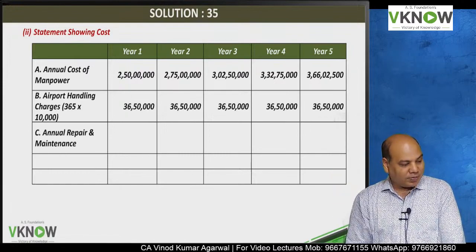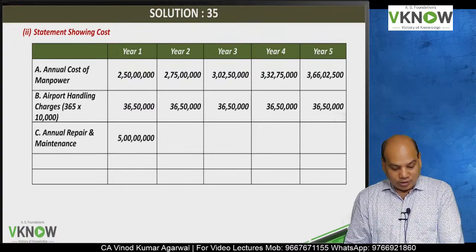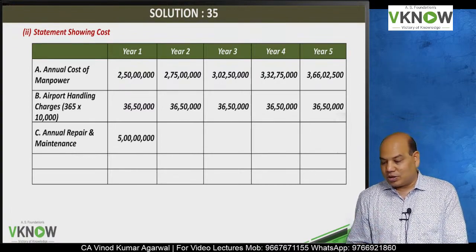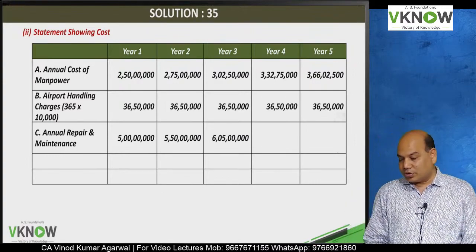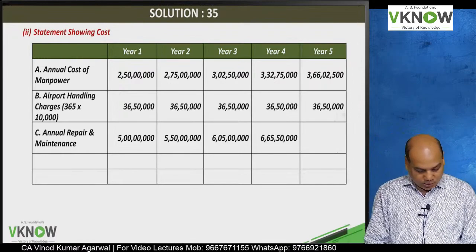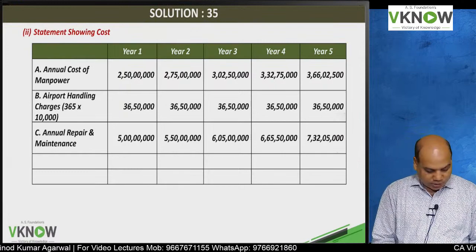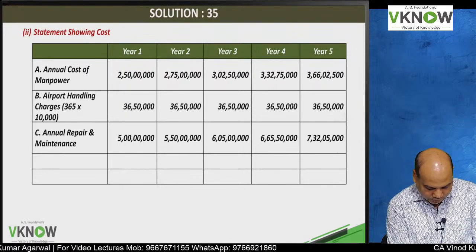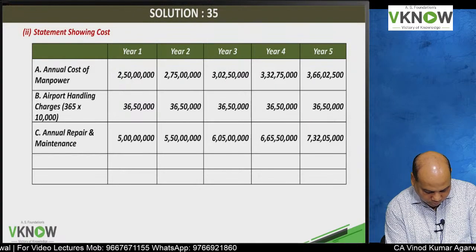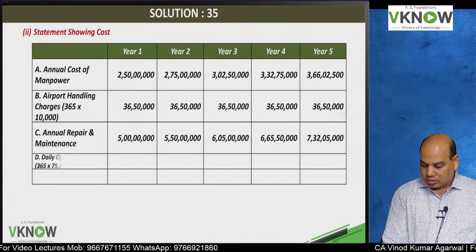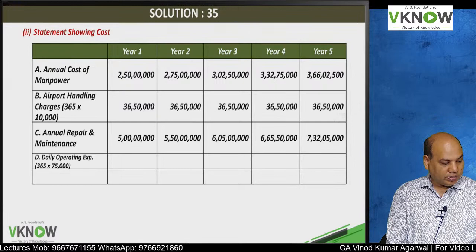Next, annual repairs and maintenance. This is given 5 crore. Will increase by 10%. Plus 10%: 5 crore 50 lakh, plus 10%: 6 crore 5 lakh, plus 10%: 6 crore 65 lakh 50,000. Last one, 732,05,000 is the answer, right?